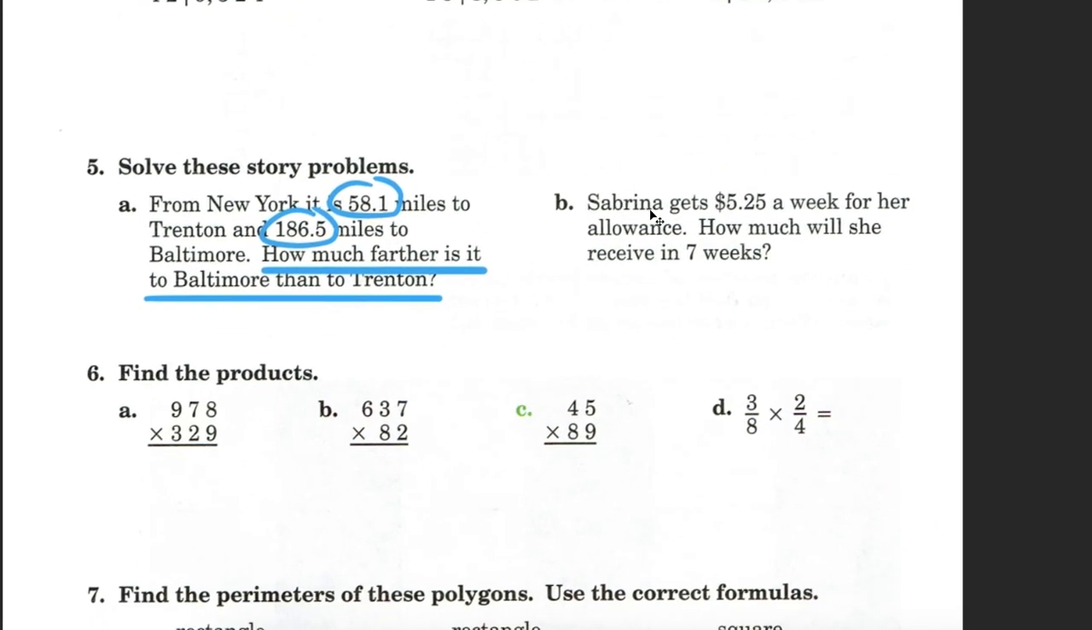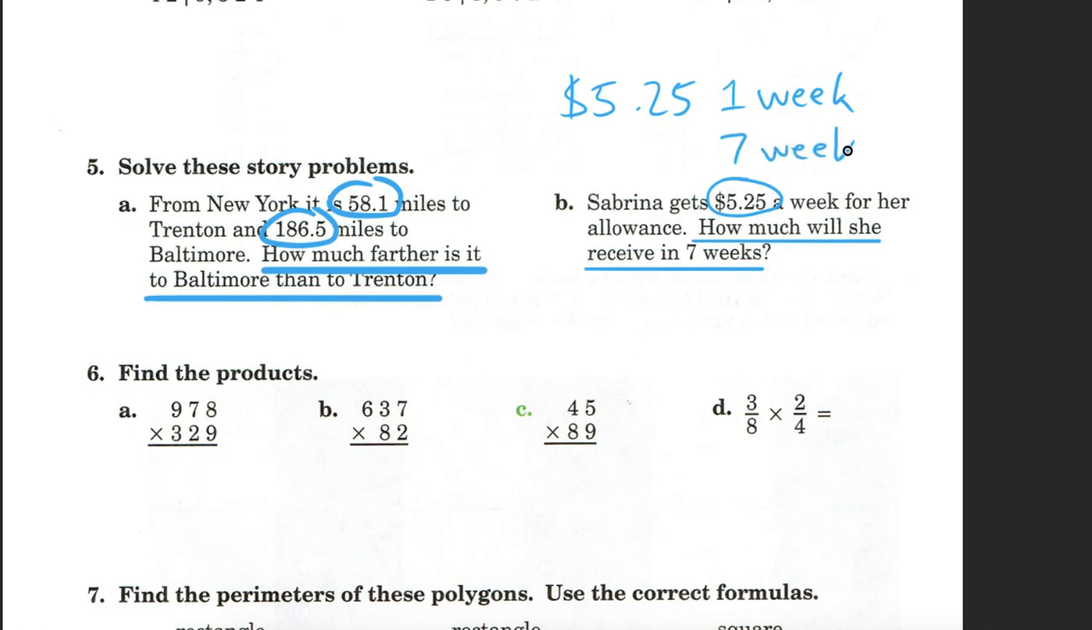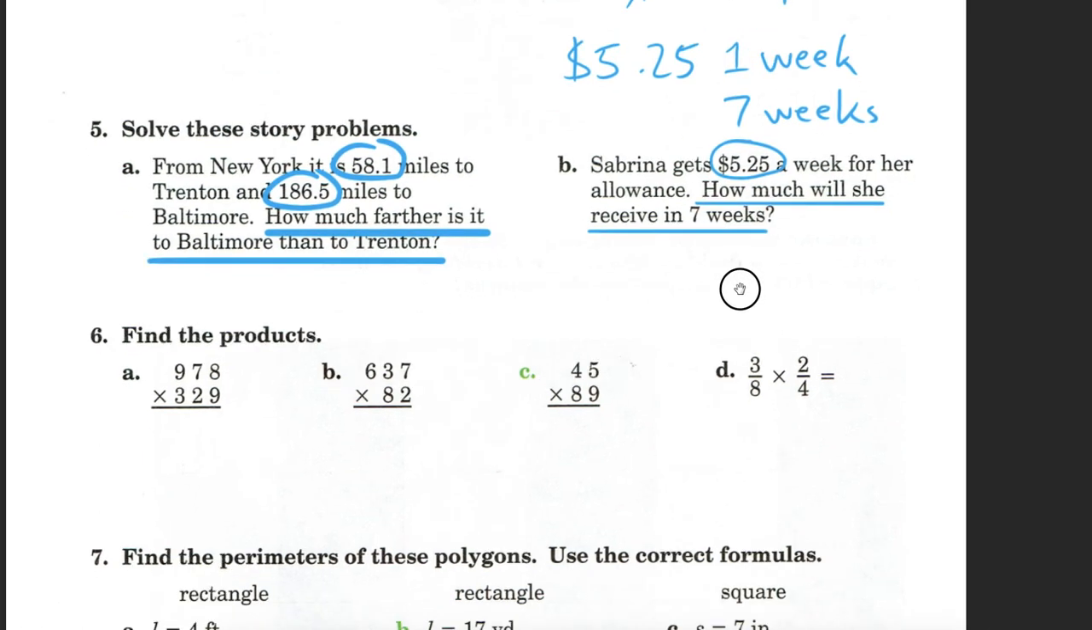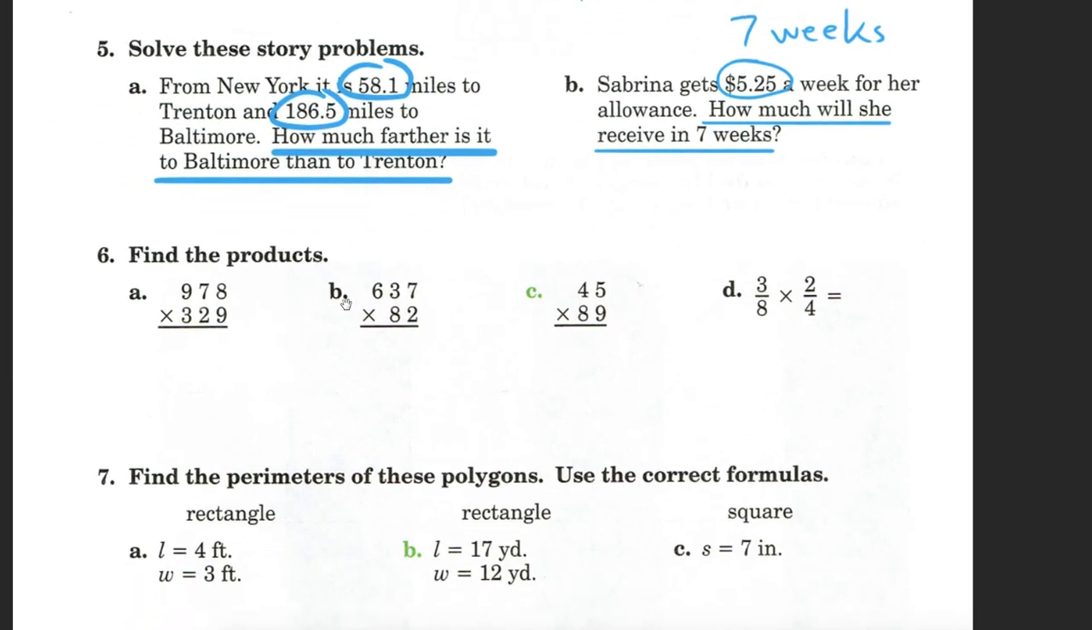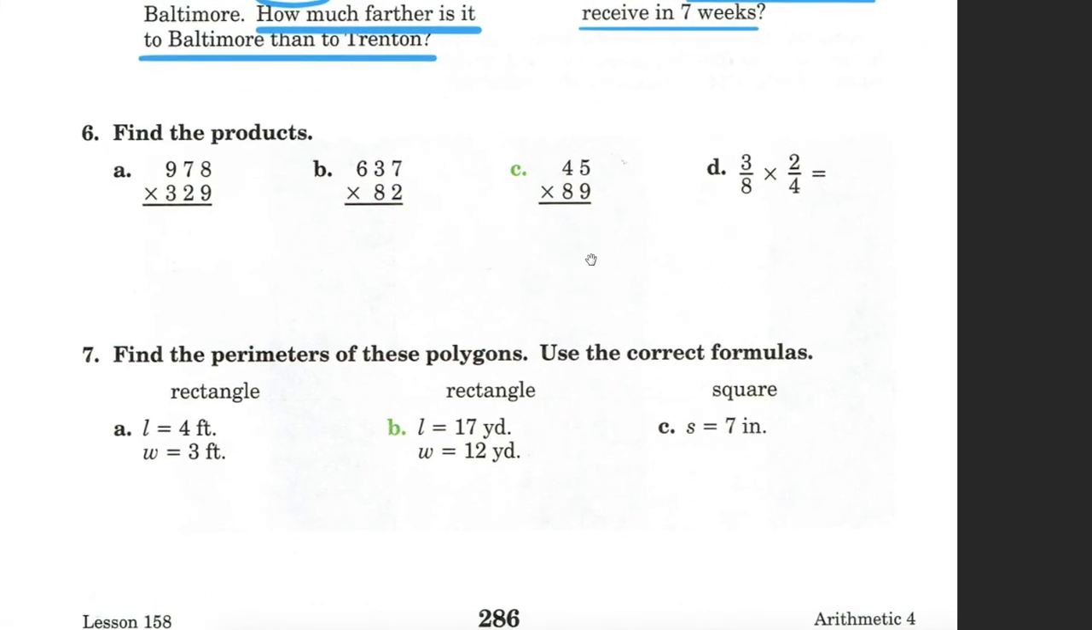All right, B. Sabrina gets $5.25 a week for her allowance. How much will she receive in 7 weeks? So if she gets $5.25 in 1 week, how much will she get in 7 weeks? Is that a multiplying, dividing, subtraction, or addition problem? I'll let you figure that out. Find the products, you just multiply as usual.